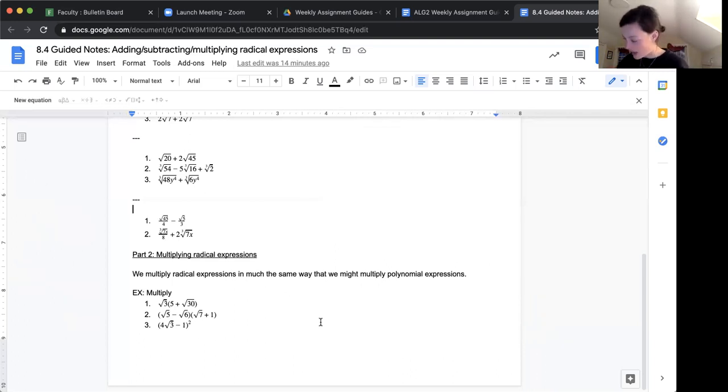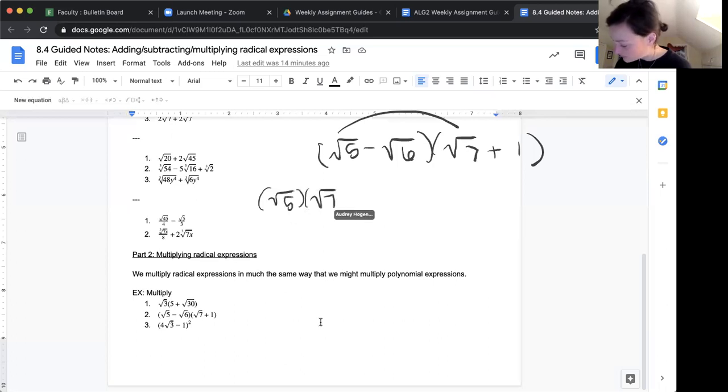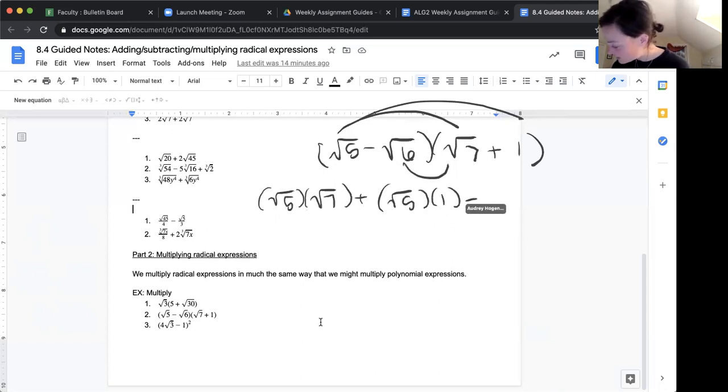Next up, I have square root of 5 minus square root of 6 times square root of 7 plus 1. And the way that we multiply out this expression is actually using FOIL, just as if these were binomials. So I want my first, so I want square root of 5 times square root of 7, plus outside, so square root of 5 times 1, inside minus square root of 6 times square root of 7, and last minus square root of 6 times 1.